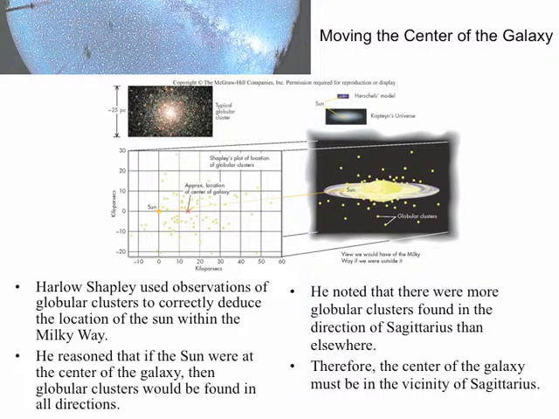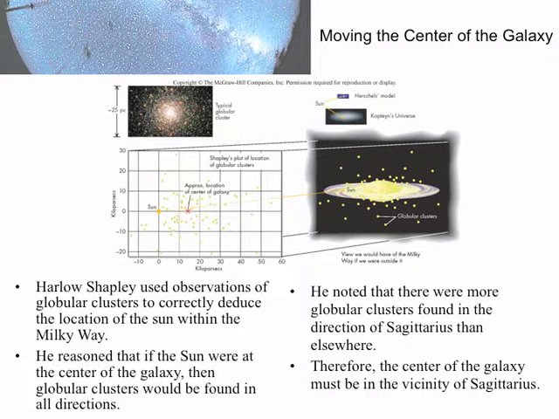It wasn't until Shapley came around that we figured out that the sun really wasn't anywhere near the center of the galaxy. He was able to deduce this by looking at globular clusters. He figured that if we are near the center, then the distribution of these globular clusters ought to be pretty uniform. But instead of them being uniform, it turns out that most of them are located in the direction of Sagittarius.